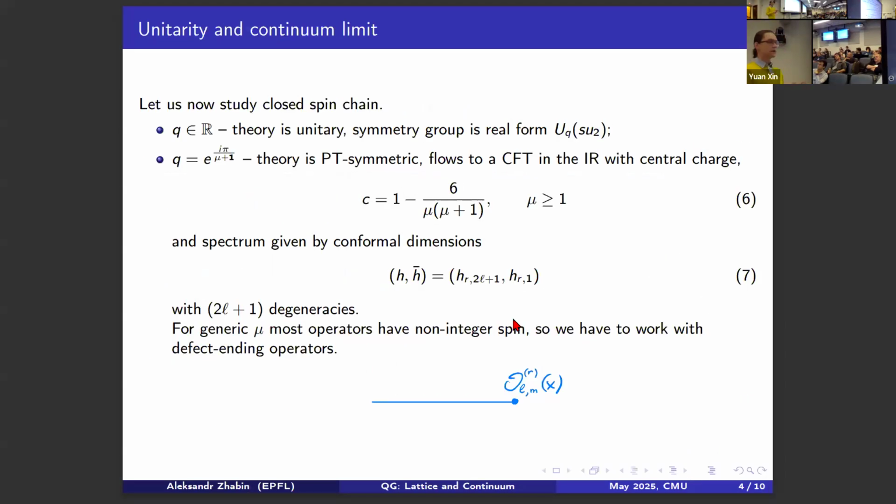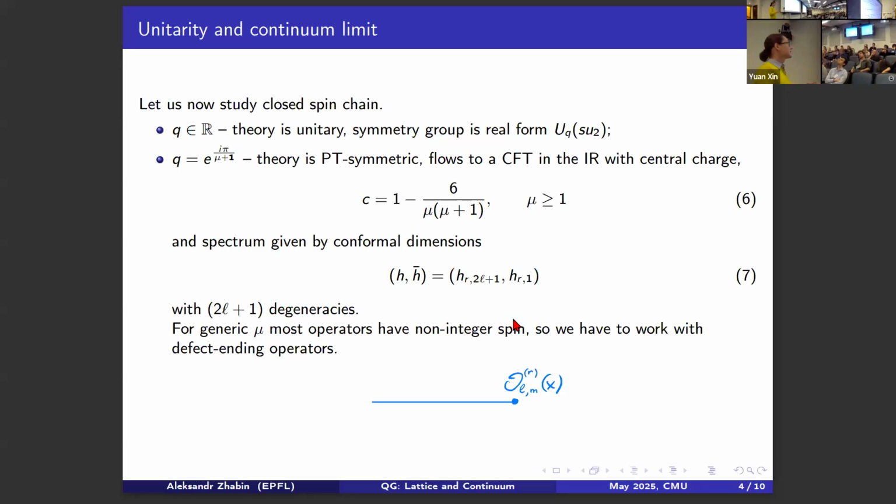Let us now focus on the closed spin chain. As I said before, q is a complex number, but there are two most interesting regimes of this spin chain: when q is real and when q is on the unit circle. When q is real, the theory is unitary, and the symmetry group becomes the real form U_q of SU2. So in principle, such a symmetry can exist in the unitary theory as well. But we are studying q on the unit circle with this parameterization. In this case, the theory becomes PT symmetric.